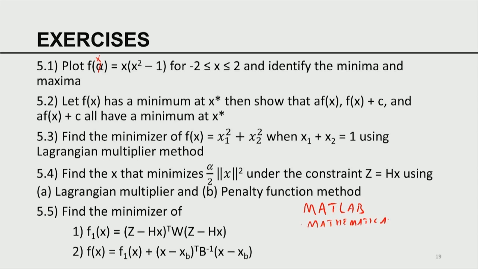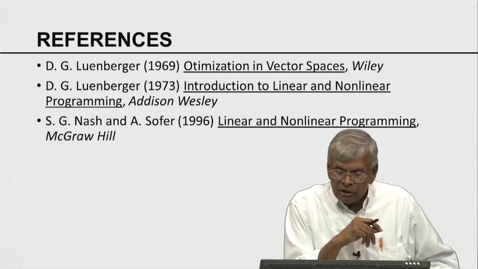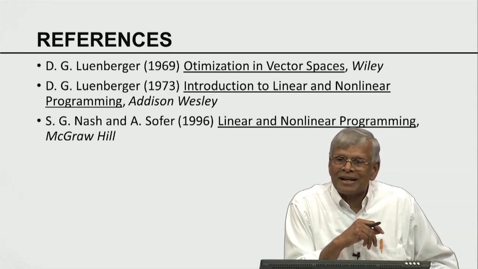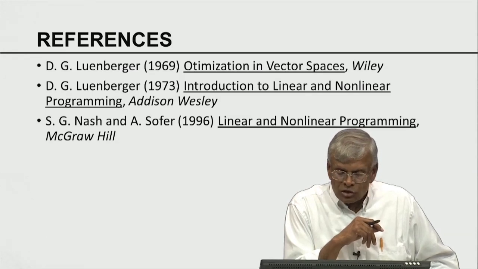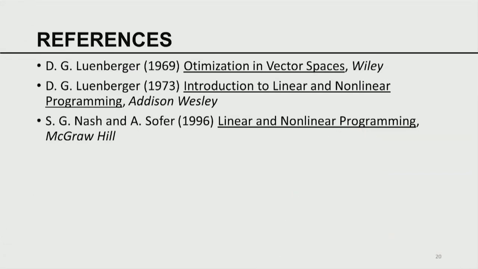I have given exercises covering most of the topics that we have covered in this arena. Some of the standard textbooks on optimization, these are my favorite textbooks. I have copies of these in my personal library. Luenberger, Optimization by Vector Space Methods, 1969, is a classic book. Luenberger, Introduction to Linear and Nonlinear Programming, 1973, is another classic book on constrained minimization. Nash and Sofer, Linear and Nonlinear Programming, published in 1996, is again another classic. All these books are very similar. You can read these books based on the notes to further expand on the proofs and deeper understanding.